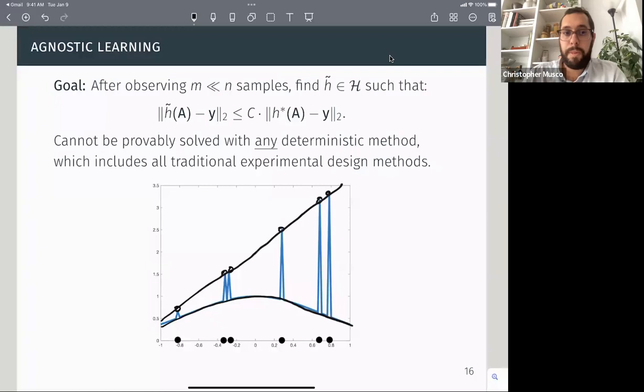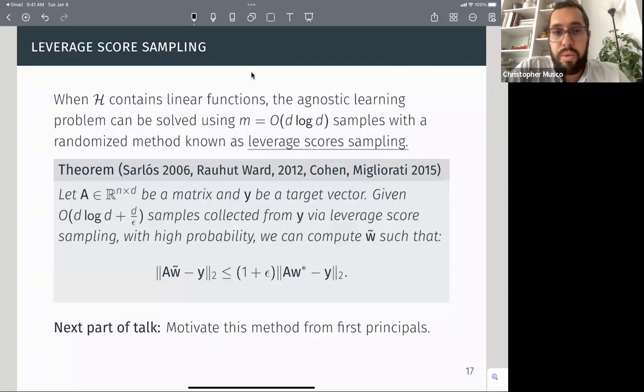Okay. So I'm going to talk about one method in particular, which is in the title of the talk, and this is leverage score sampling. Here's the claim of a theorem that was discovered independently in a number of different communities. I was first made aware of this theorem in a paper by Sarlos from 2006, who comes from the perspective of randomized linear algebra, but it's also separately proven in a paper by Rauhut and Ward or Cohen and Migliorati from 2015. Suppose H contains linear functions. So H of A equals AW for some weight vector W. Your function is just you take W and take the inner product with all the rows of A.